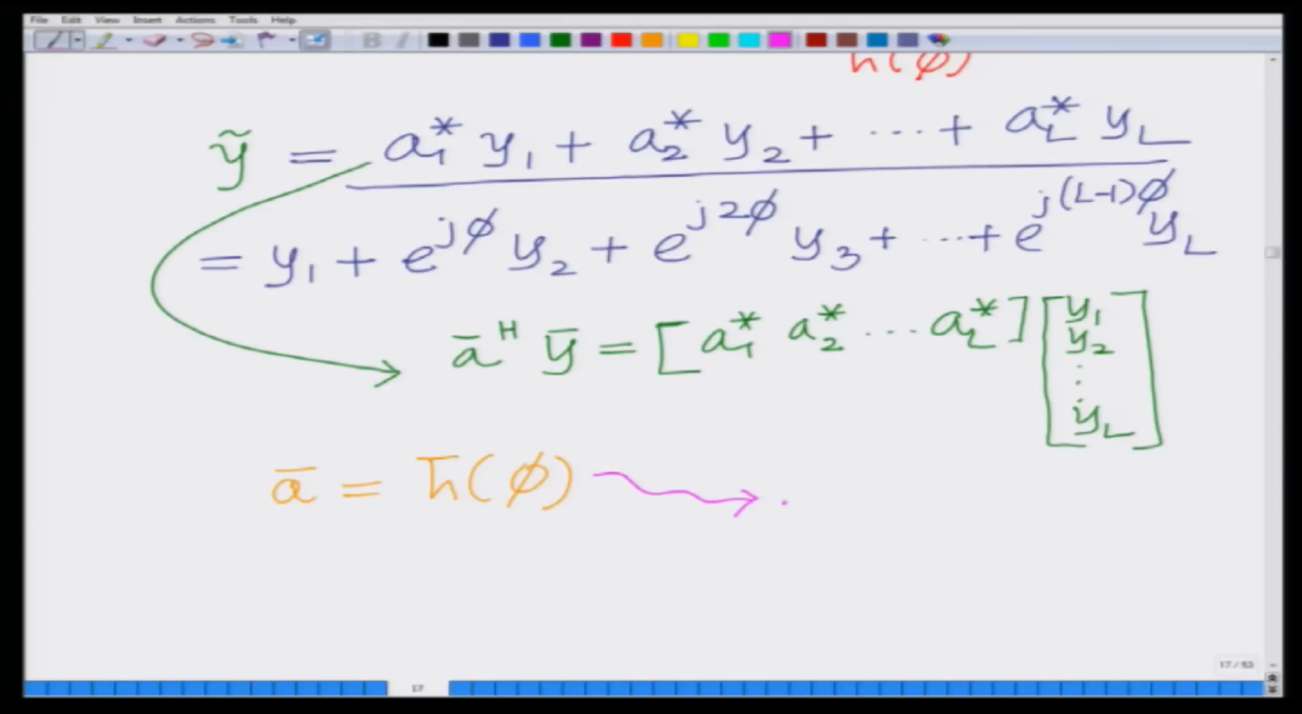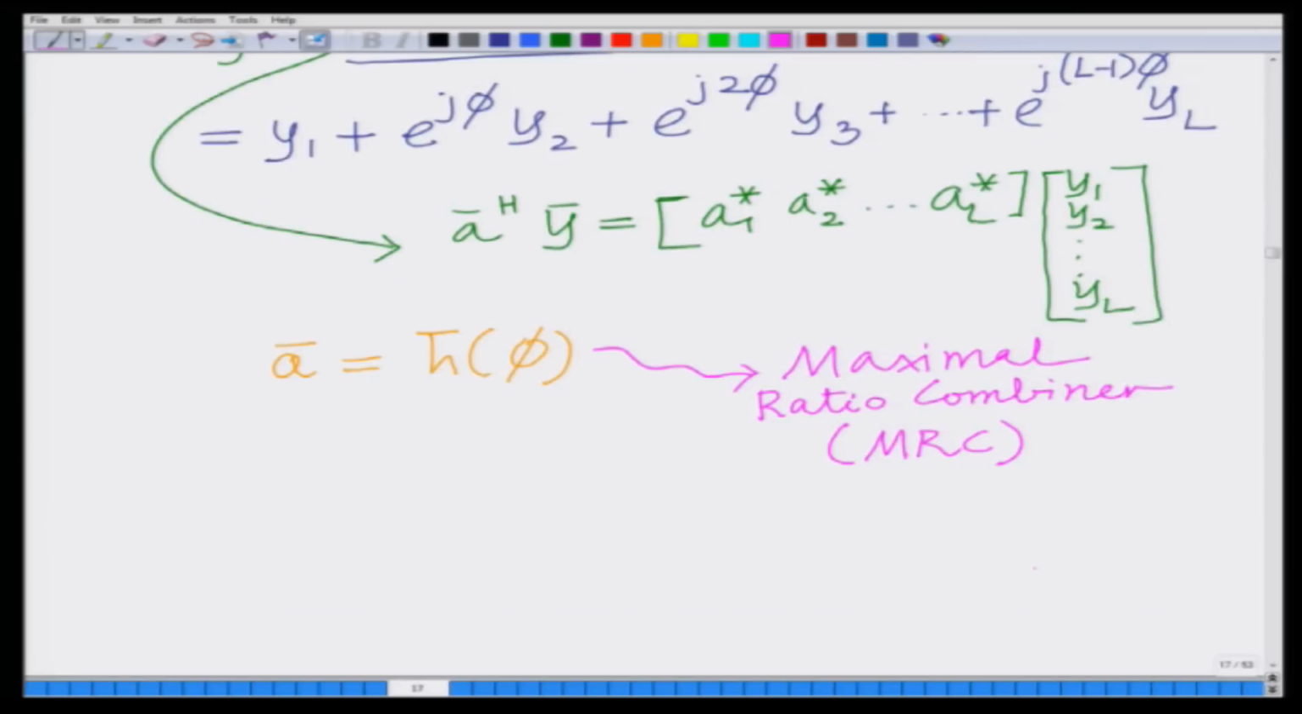This is also known as the maximal ratio combiner, MRC, or this is also known as the matched filter.